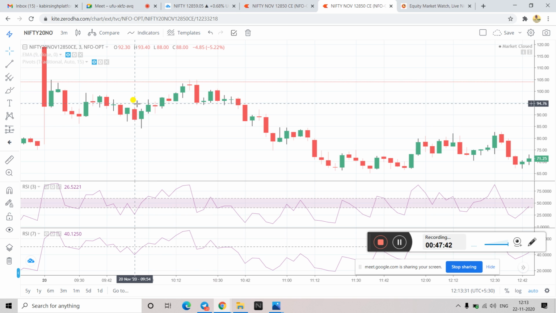This candle, if you see here, what conditions are meeting. Conditions are meeting here. RSI 3, if you see, is 26, RSI 7 is 40. But here when you see, it will not be a one-sided market. You see this is sideways.